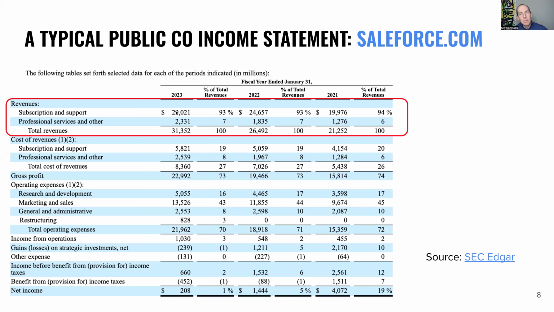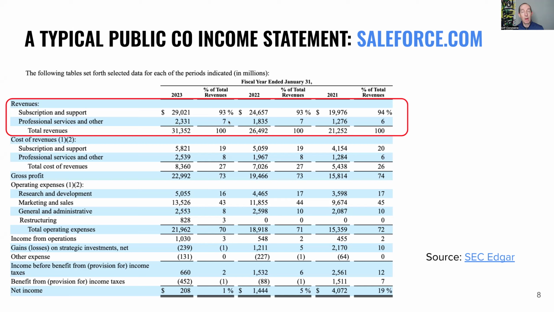Now, when we look at this, we see that Salesforce.com broke out subscription and support and professional services and other. Why do you think they did that? They don't actually have to. A lot of publicly traded companies don't do that. They just show a revenues line. They did this because they're trying to manage the optics of their business. They want to make it very clear to everybody that 93% of their business is from software subscription and support, and only 7% coming from professional services.